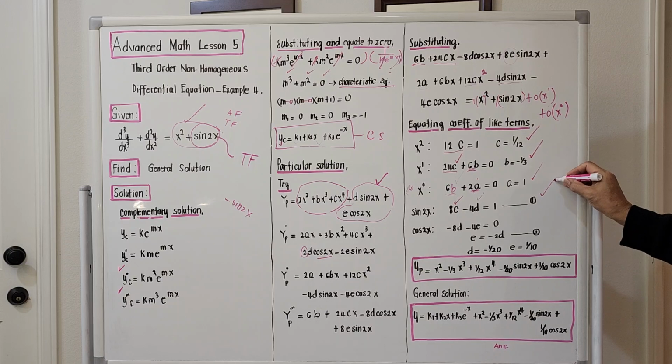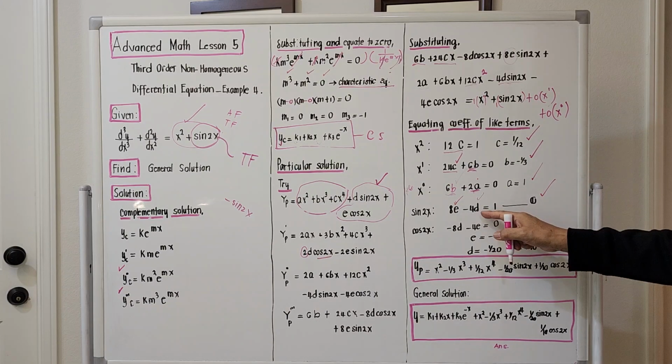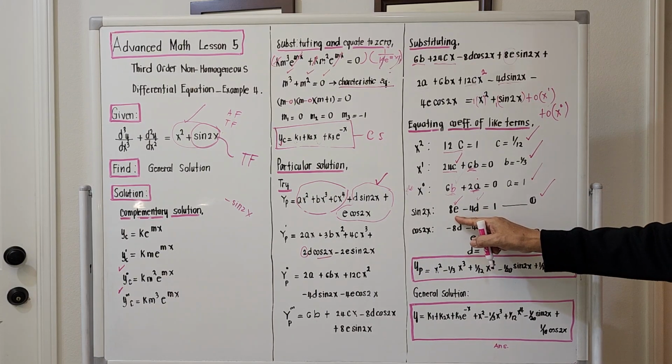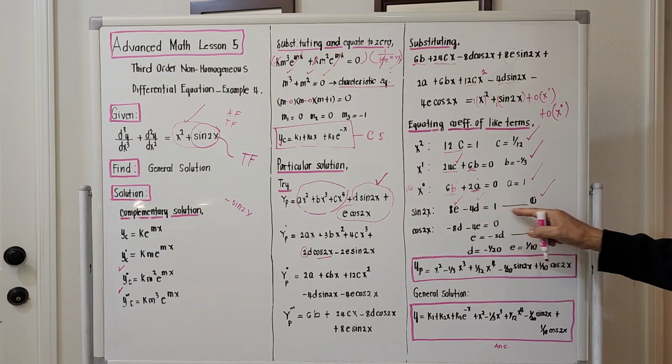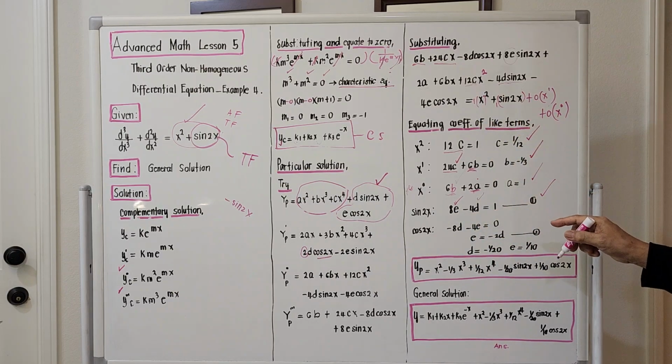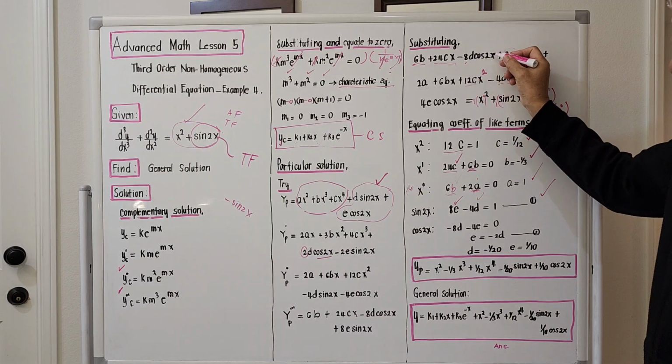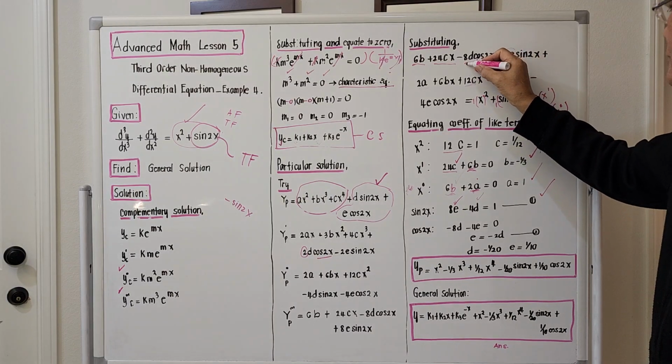We call this equation number 1. For the meantime, we do not know d, we do not know e. Okay, so there is an equation that contains two unknowns. For the cosine function, on the left, it will be minus 8d. This is a cosine function, right? The coefficient is minus 8d.